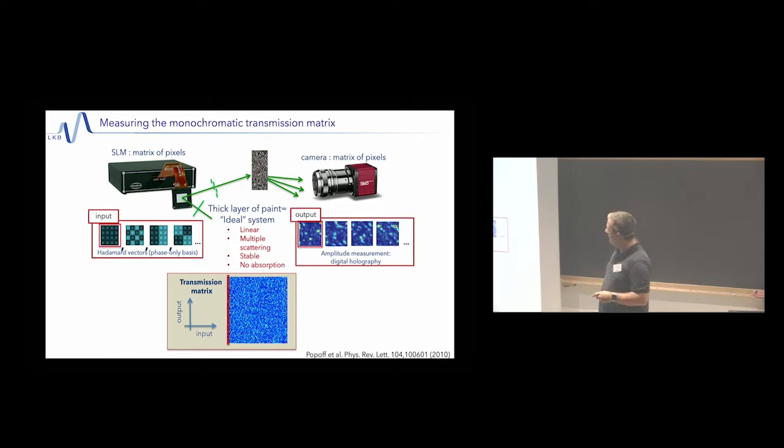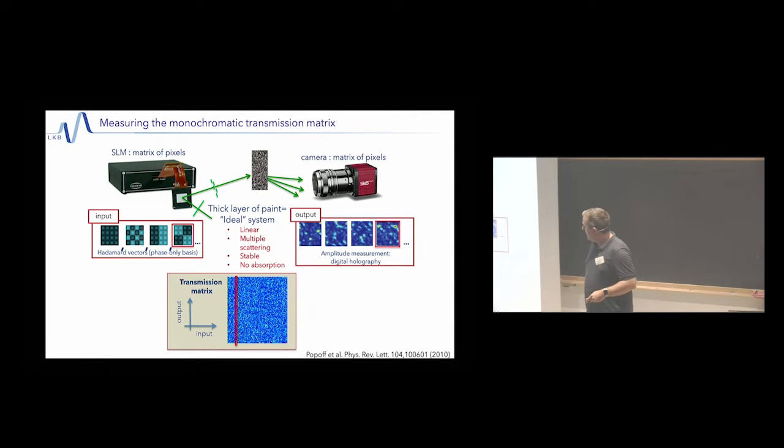And then the first input pattern will give you one speckle, and this speckle will be one column of the transmission matrix. And then one by one, you can measure this transmission matrix in the computer, and as you can see, because of the scattering process, it looks very random.